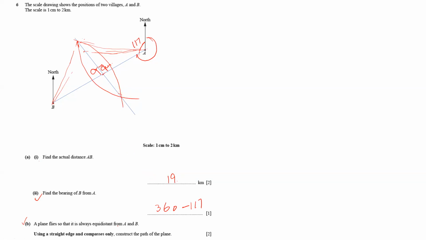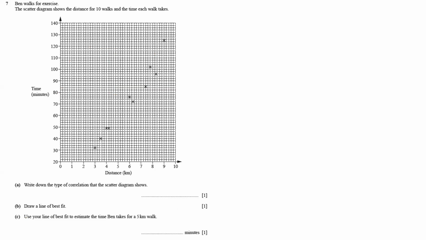Question number 7. When Ben walks for exercise, the scatter diagram shows the distance for 10 walks against the time each walk takes. So this is distance, this is time taken. Write down the type of correlation that the scatter diagram shows. Since this actually makes an acute angle with the horizontal line, this is positive correlation.